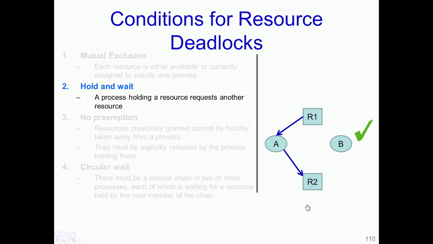The next condition for a deadlock is hold and wait, that is, a process holding a resource can request another resource. For example, in this case the resource R1 is held by process A, and while having R1, A is also requesting for another resource R2. So, essentially holding R1 and waiting for R2.